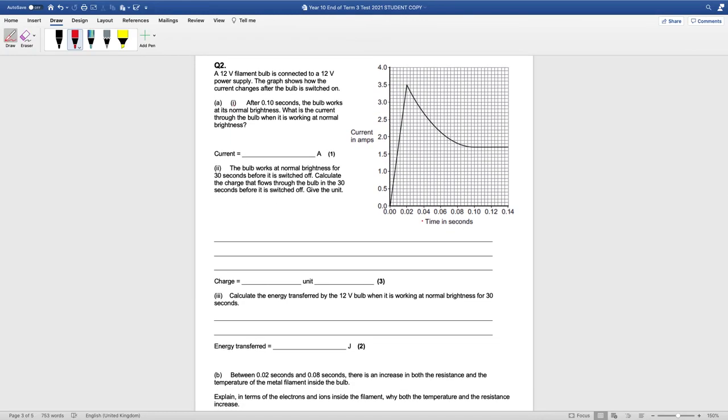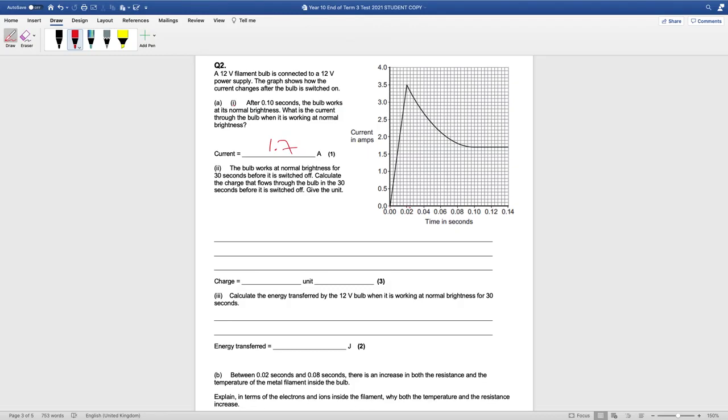Question 2. A 12-volt filament bulb connected to a 12-volt power supply. The graph shows how the current changes after the bulb is switched on. After 0.1 seconds, the bulb works at its normal brightness. What is the current through the bulb when it is working at its normal brightness? So we come up from 0.1 and it is 1.7. So that's just straight reading it off the graph, but taking careful note of the scale. 5 small squares to 0.02, so 2.5 small squares to 0.01.